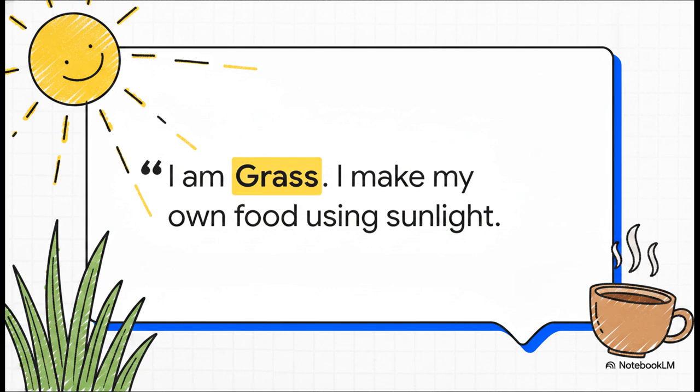Okay, imagine you're a student, right? And you are handed a card that reads, "I am grass. I make my own food using sunlight." You have to really embody this. You are confident, self-sustaining grass. You literally don't need to eat anyone else in this room to survive.